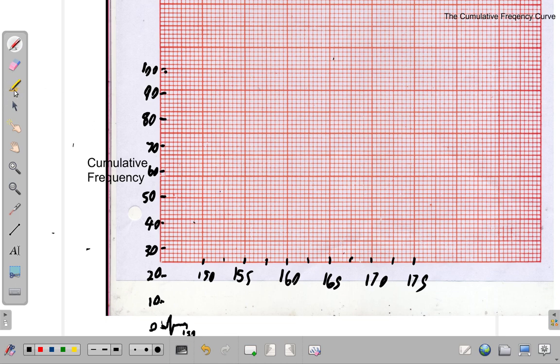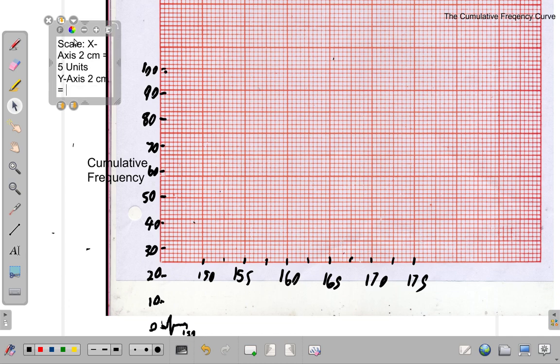Now, let me just make a note of what the scales are. Scale. On the X axis, what was it? 2 centimeters equal 5 units. And the Y axis, we had 2 cm equals 10 units. Let me make this a bit neater.